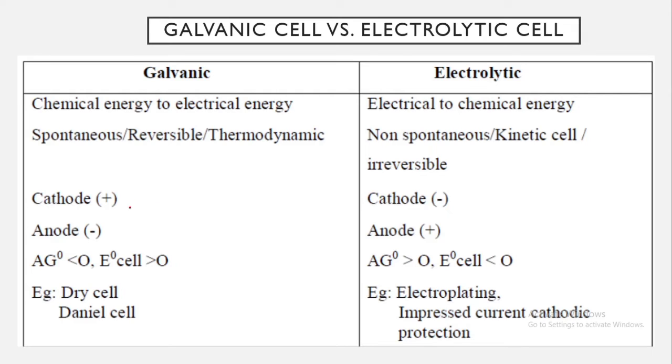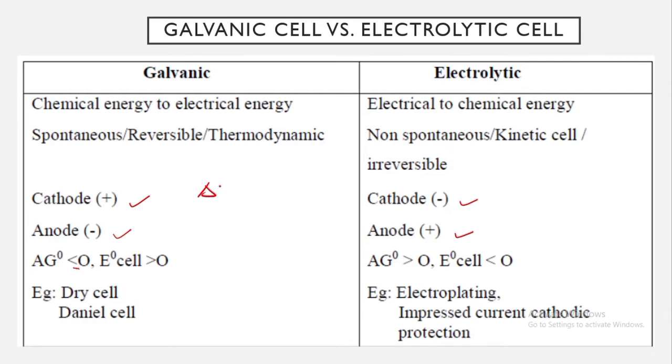Now here the cathodic member is positive, here the cathodic member is negative, and the anodic member is negative here, while here the anodic member is what? Positive. And as we said, it's spontaneous, so ΔG will be less than 0, and if it's less than 0, E cell will be greater than 0.